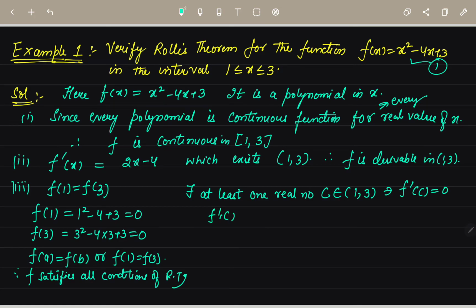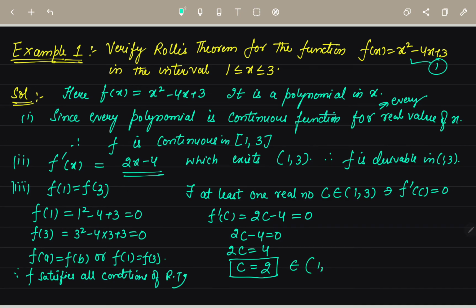Now f'(c) is basically, from this equation, 2c - 4, and this should be equal to 0. So from here 2c - 4 = 0, or 2c = 4, or c = 2. So clearly this point c belongs to the open interval (1, 3), because 2 lies in between this interval. Hence the theorem is verified.